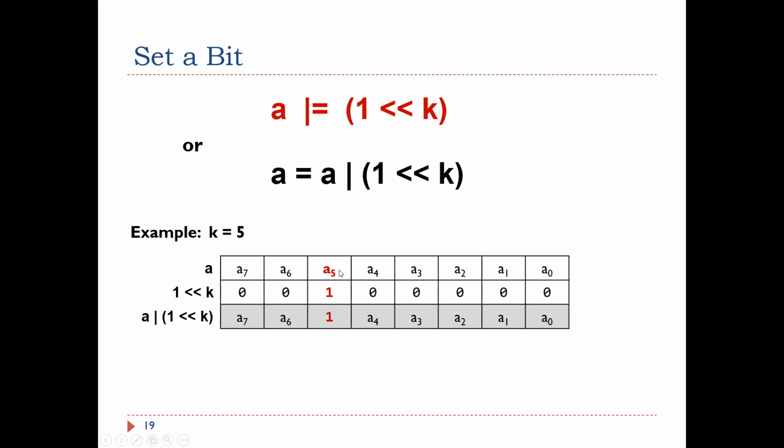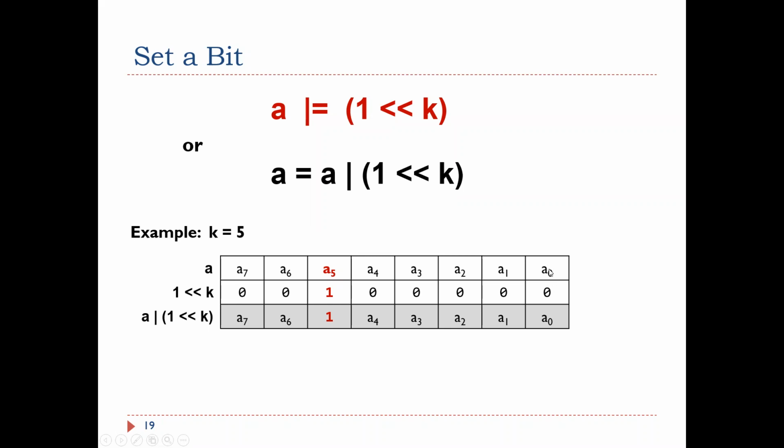So whatever the value of A5, we would like to set it to 1, and the rest of the bits will be exactly as they are. So let's take a look. At first we have done a left shift of 1 by k times. So we get this. It's exactly the same as what we did last time. Now let's take a look here. What do we get in bit 0?